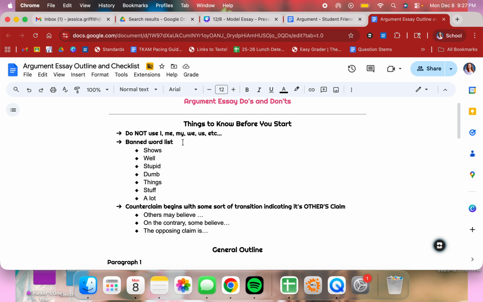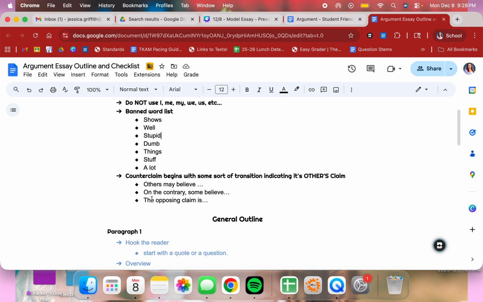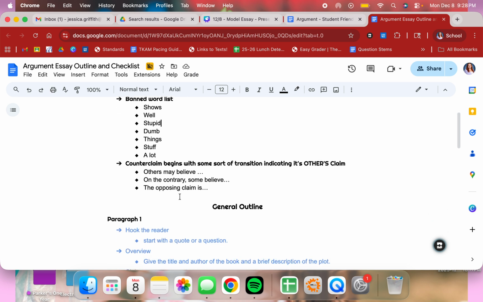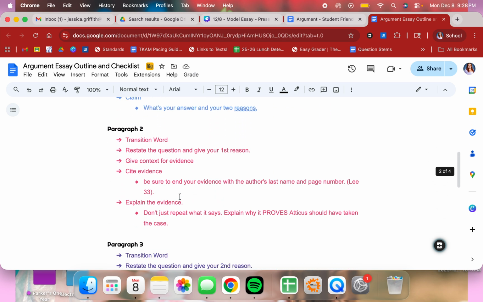Here's things to know before you start. So we're not using I, me, my, we, us. Those are out. We're not using them at all. These are a list of banned words. So we already know about shows. We're not going to say well, stupid, dumb, things, stuff. All right, those are not 8th grade level words. We talked about a lot yesterday, not an 8th grade level word. Ways to start our counterclaim: I've got a little cheat sheet there for you, and another very basic outline.